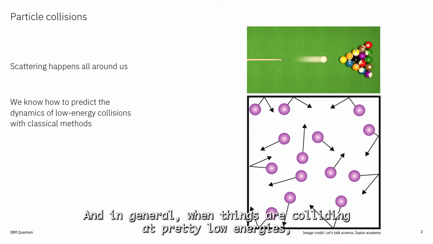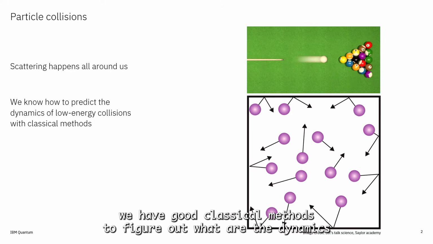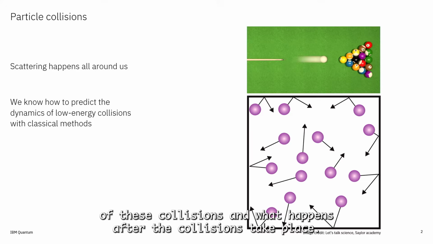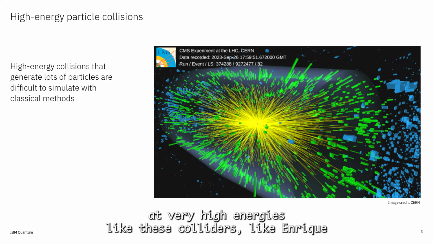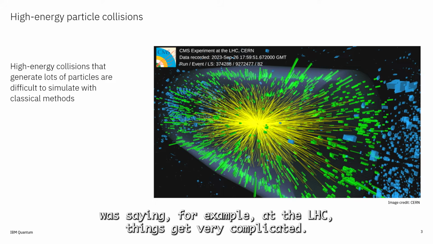And in general, when things are colliding at pretty low energies, we have good classical methods to figure out the dynamics of these collisions and what happens after the collisions take place. But when you go to higher energies, when things are colliding at very high energies, like at these colliders, like Enrique was saying, for example, at the LHC, things get very complicated.